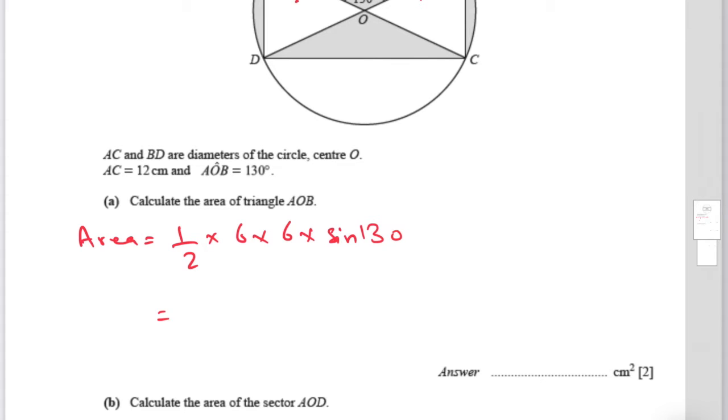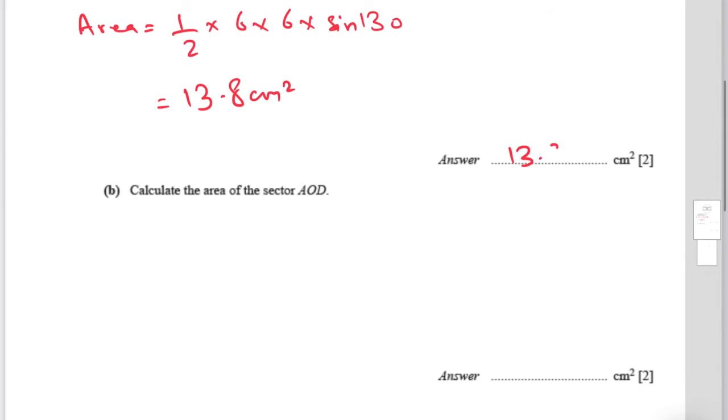0.5 times 6 times 6 times sine 130 degrees. So the area comes out to be 13.8 centimeters squared. Let's write the answer over here, 13.8.